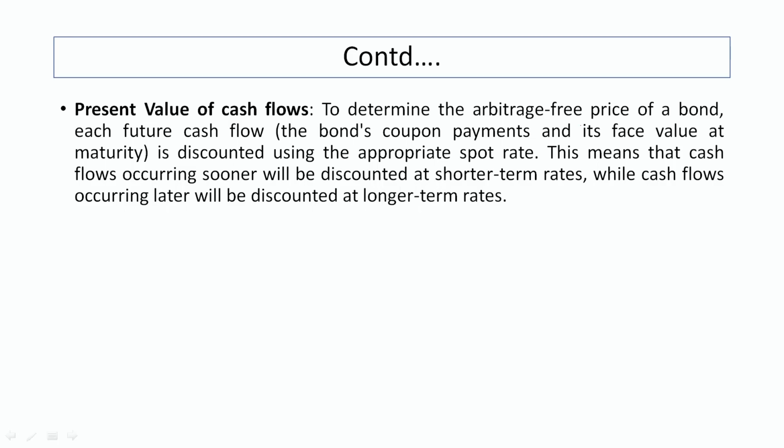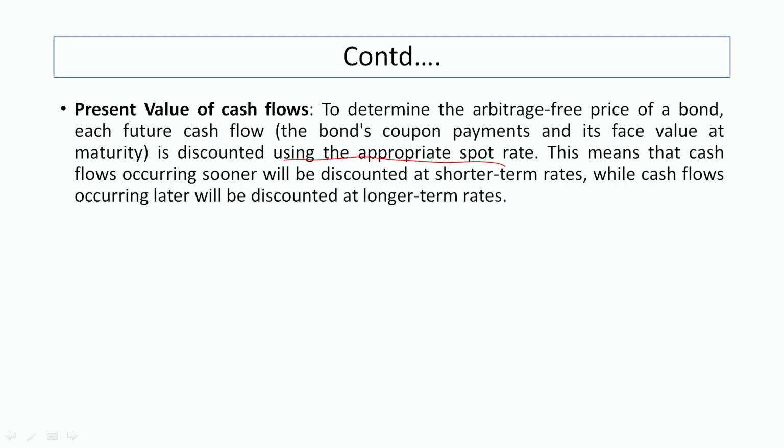To determine the arbitrage free price of a bond, each future cash flow, that is the coupon payments and the face value, is discounted using the appropriate spot rate. As I mentioned in the previous concept also, we are focusing on the current market prices or the current interest rate, and on the basis of that we are discounting our future cash flows. So, if the market rate changes, the future cash flows also change.